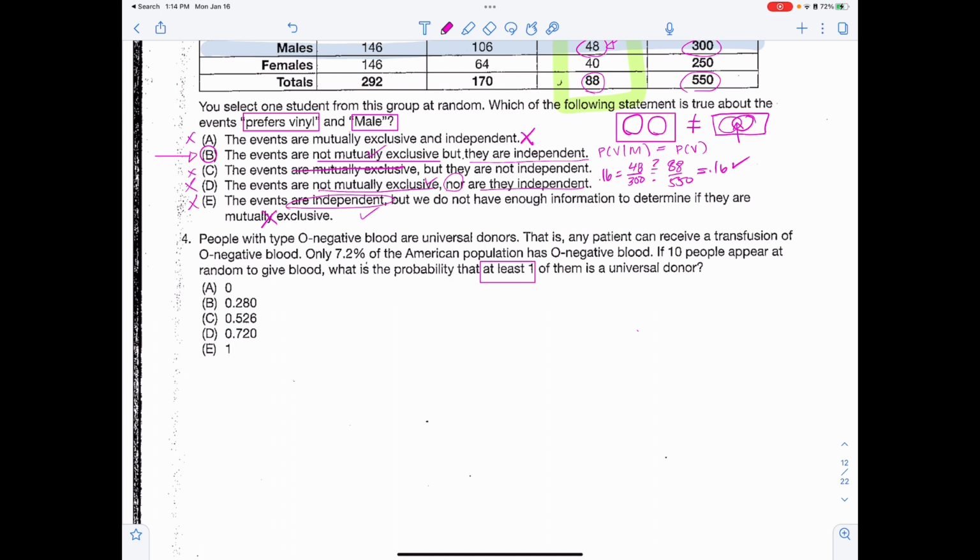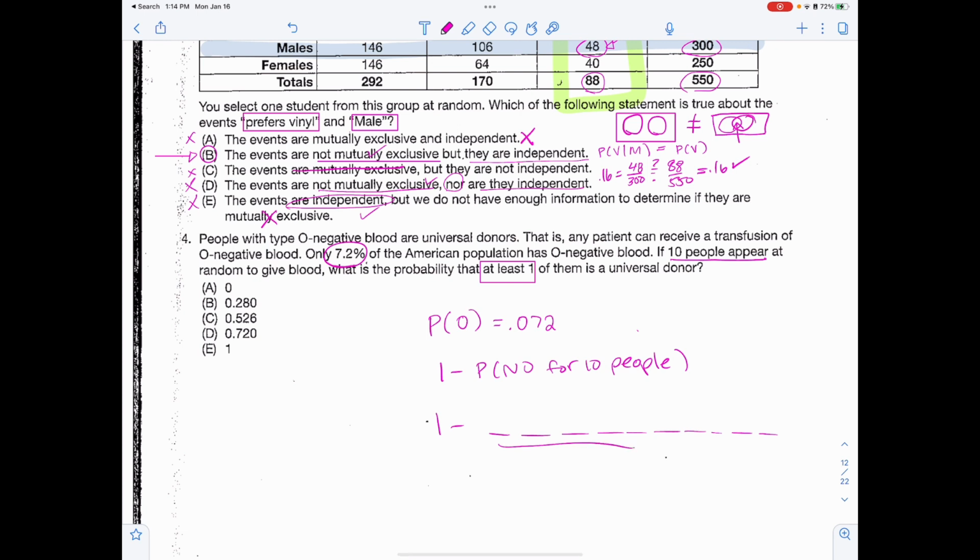So we have the probability that you have O negative blood is 0.072. If 10 people appear at random to give blood, what's the probability at least one? So that means one person could be a donor, 2 people, 3 people. So we're going to do 1 minus the probability that we have no donor for 10 people. So the way that we're going to do this is 1 minus, remember, there's literally 1, 2, 3, 4, 5, 6, 7, 8, 9, 10.